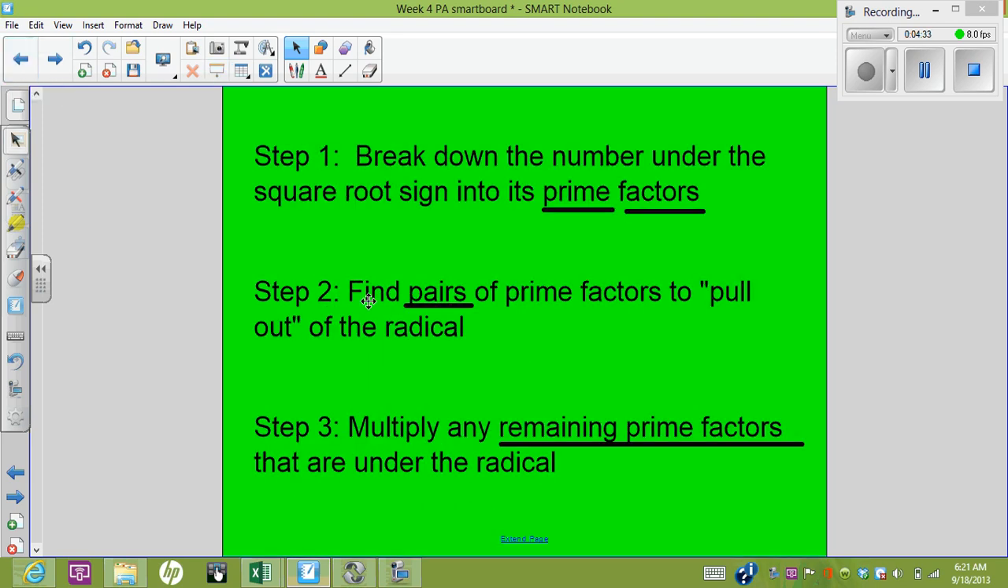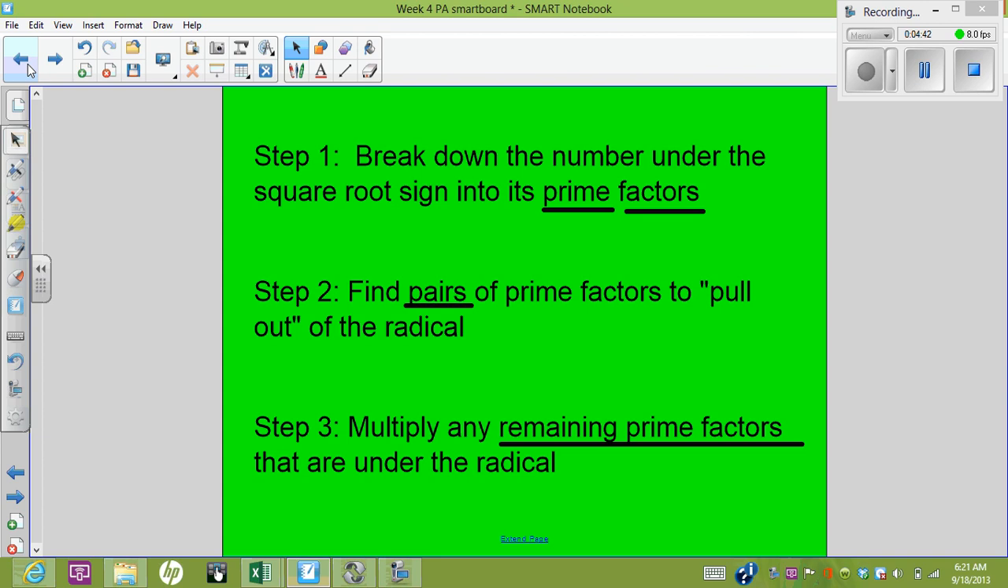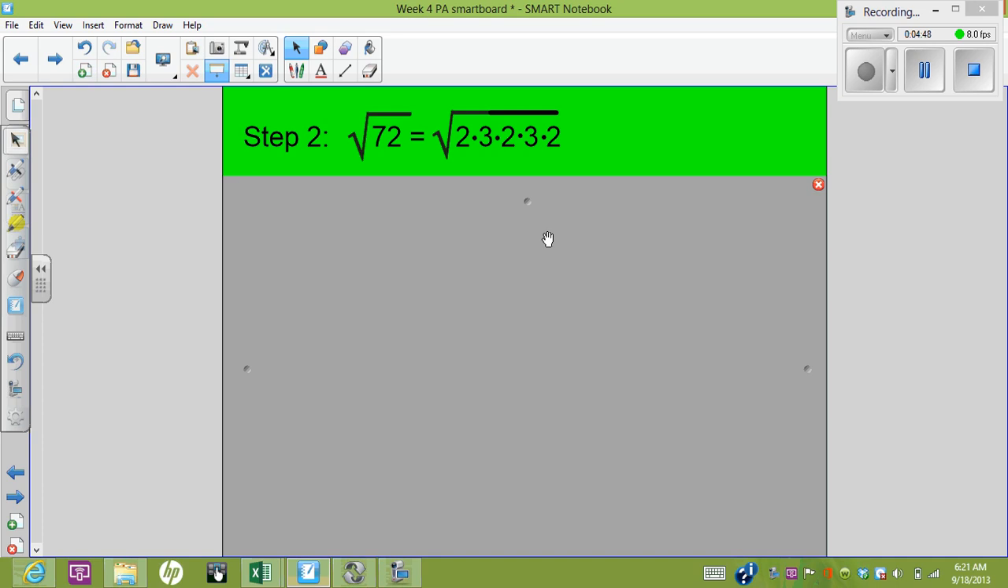And that is all part of step 1, breaking down the number under the square root sign into its prime factors. After I do that, step number 2 says to find pairs of prime factors that I'm going to pull out of the radical. So I have step 2 started up here.